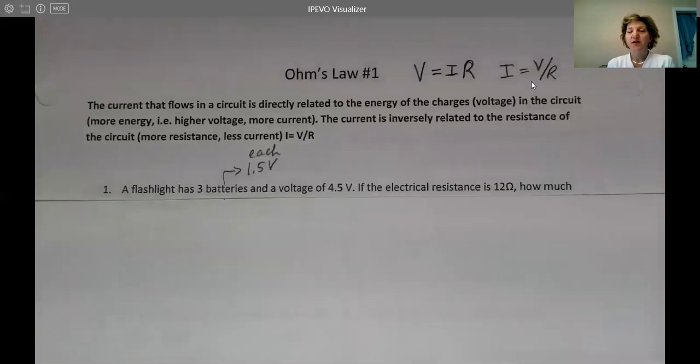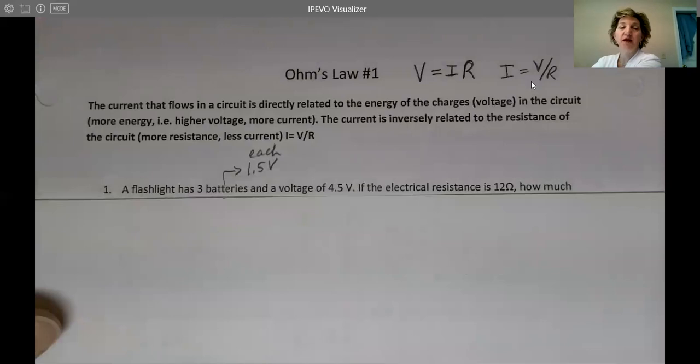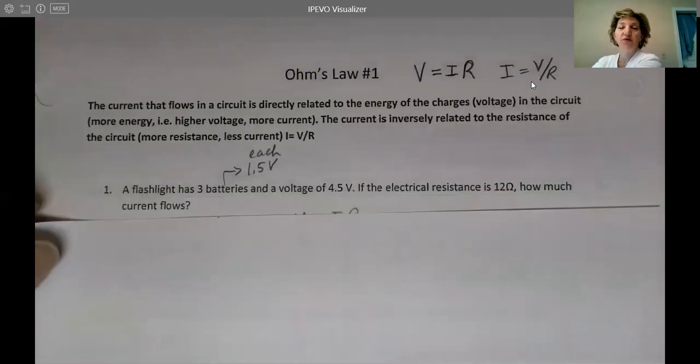A flashlight has 3 batteries and a voltage of 4.5 volts. That means each battery is 1.5 volts, and you've used these small batteries probably in appliances, small pieces of equipment that you have. If the electrical resistance is 12 ohms, how much current flows?